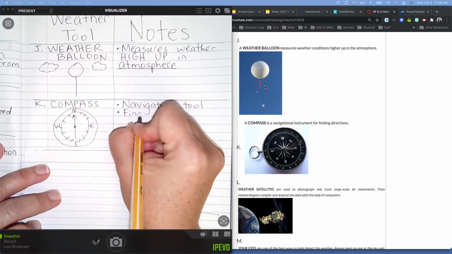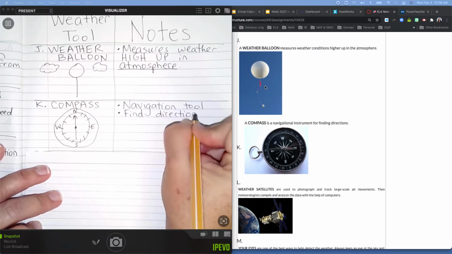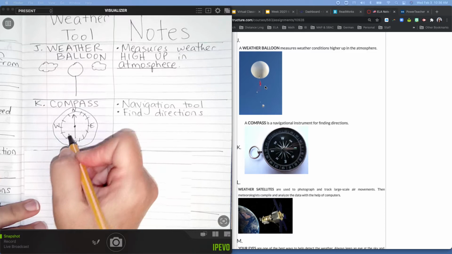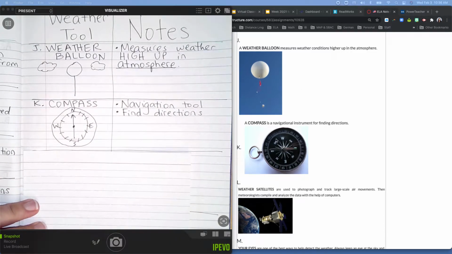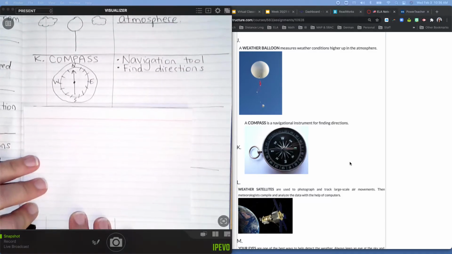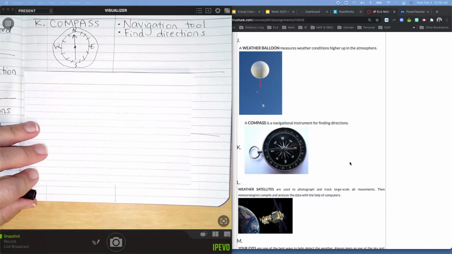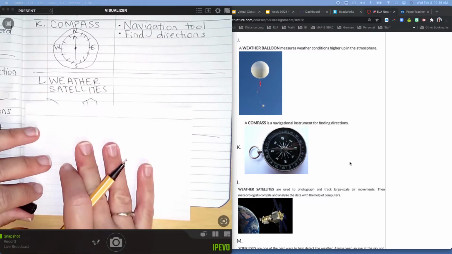There are digital ones, but they also have old school ones that are like this image. It's like a dial, and sailors would use these. They're pretty old. I don't know the exact history, but click on the image and see if you can find out a little more about the compass.